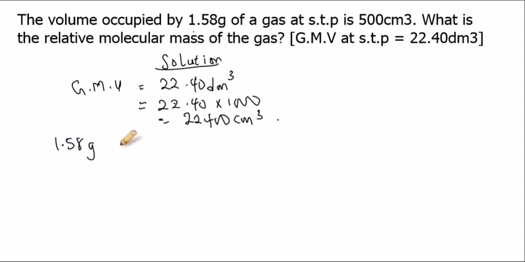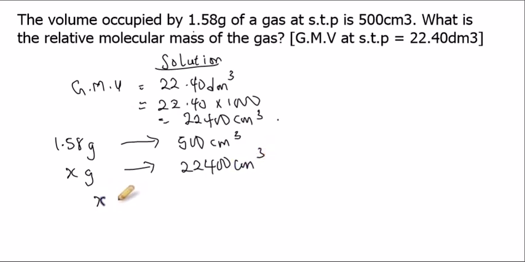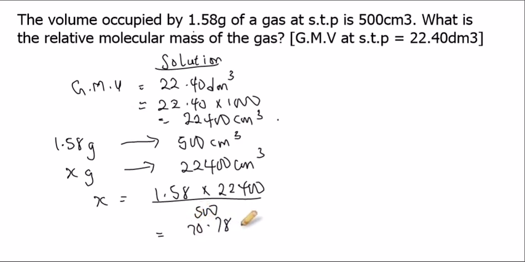1.58 grams of the gas will occupy 500 centimeter cube. Then x grams, which is the relative molecular mass of the gas now, at s.t.p will occupy 22,400 centimeter cube. So here, making x the subject, x equals 1.58 multiplied by 22400 divided by 500. In calculating this, we have 70.78. The unit is in grams, approximately, because it's a relative molecular mass, this is approximated to 71.